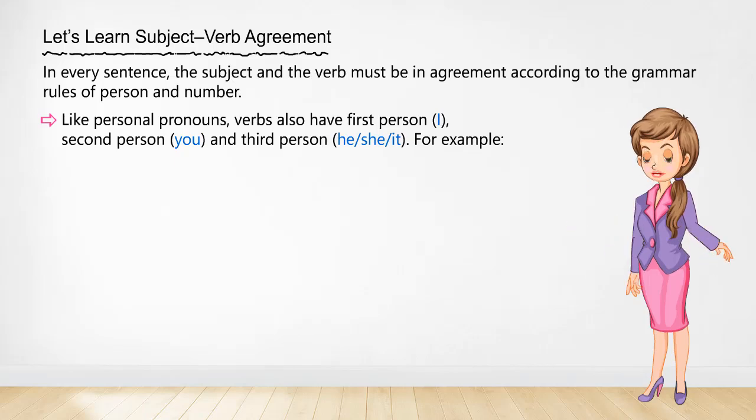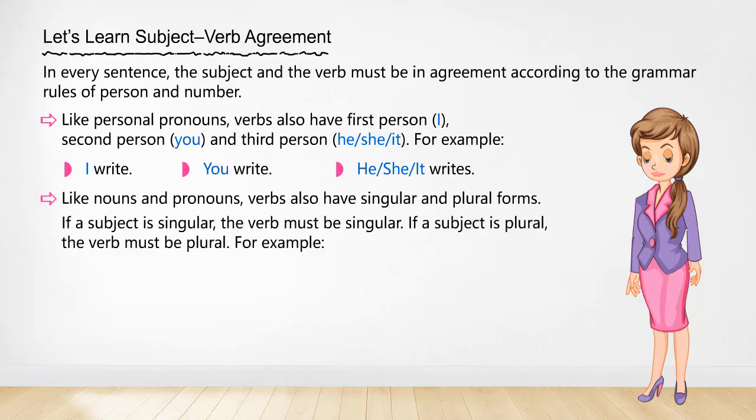For example, I write, you write, he, she, it writes. Like nouns and pronouns, verbs also have singular and plural forms. If a subject is singular, the verb must be singular. If a subject is plural, the verb must be plural.